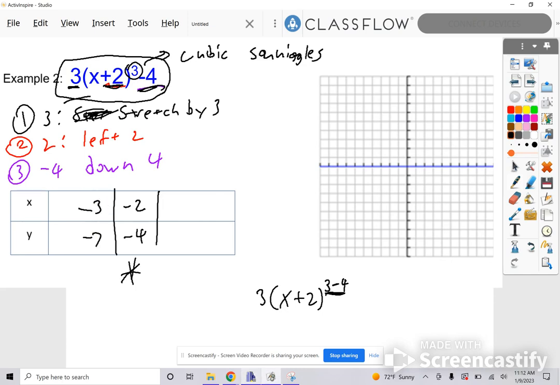It's -3, -7, -1, -1. It's -3, 1, 2, 3, 4, 5, 6, 7. -4. And again, we don't want a straight line here. We want a little bit of a curve. Okay, just give it a little bit of a curve and you'll be good.